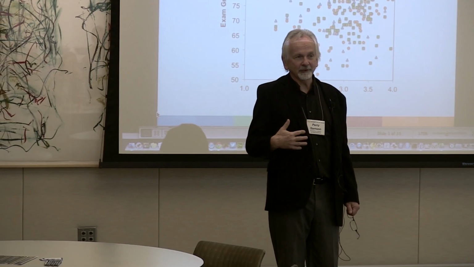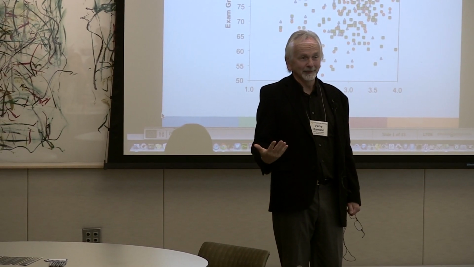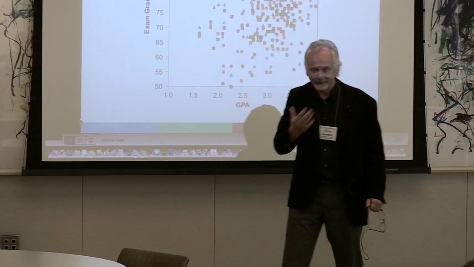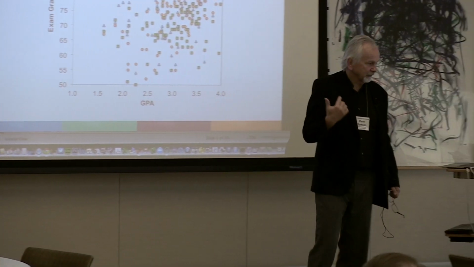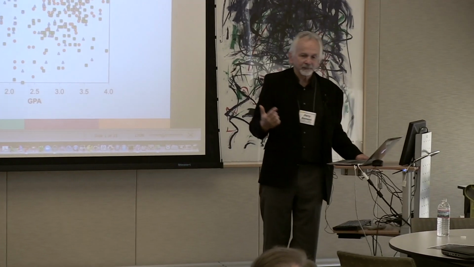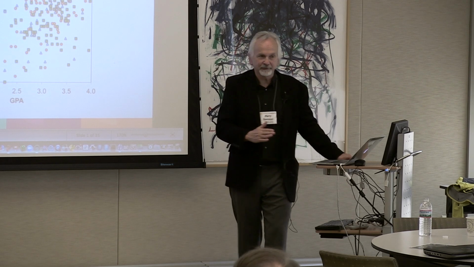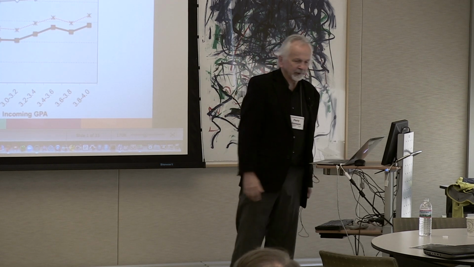As an instructor, this is not particularly interesting or useful. It's depressing, in fact, because it says there's not a whole lot I can do. Their grades are going to be based on who they are instead of what I do in the class, and that's not settling. So I was interested to turn the question around and say, how is it that students with different incoming GPAs behave differently in class? Is there some information we can get there?